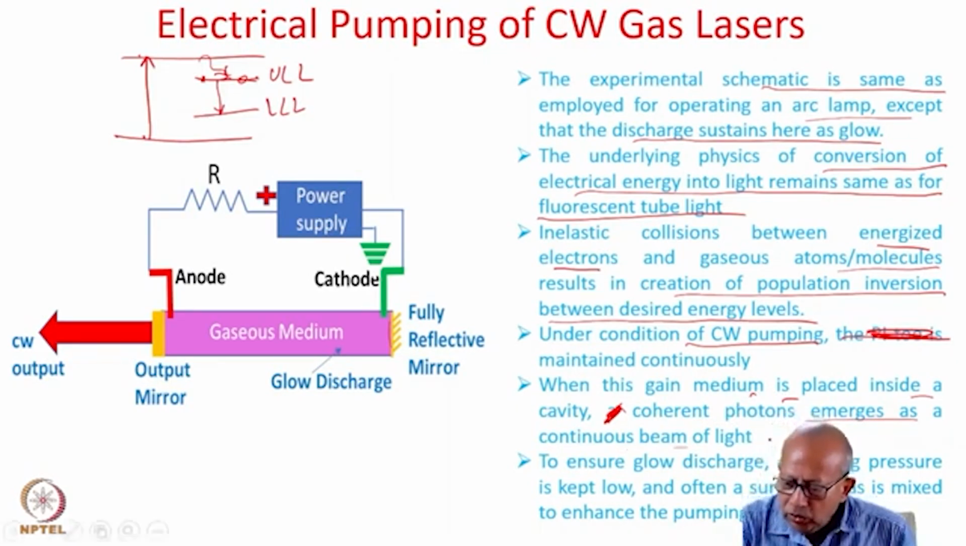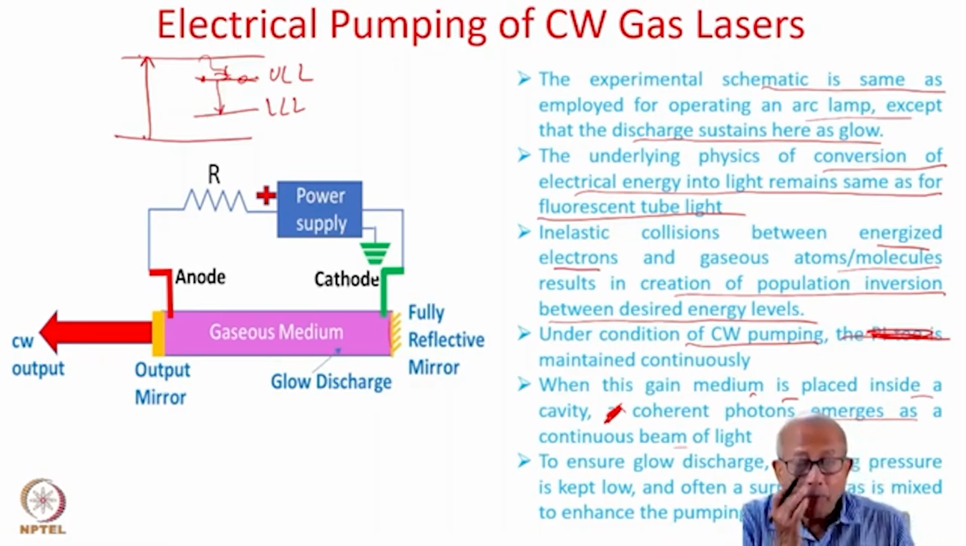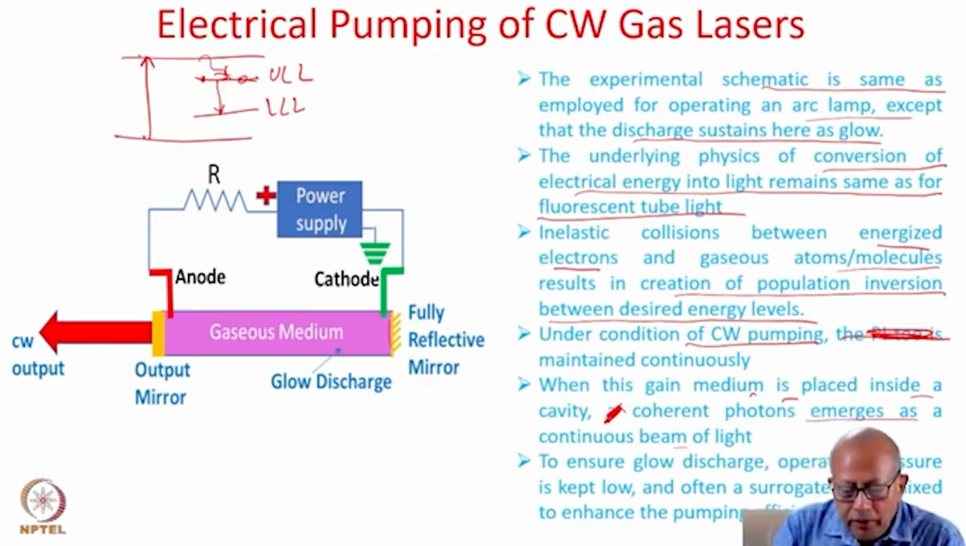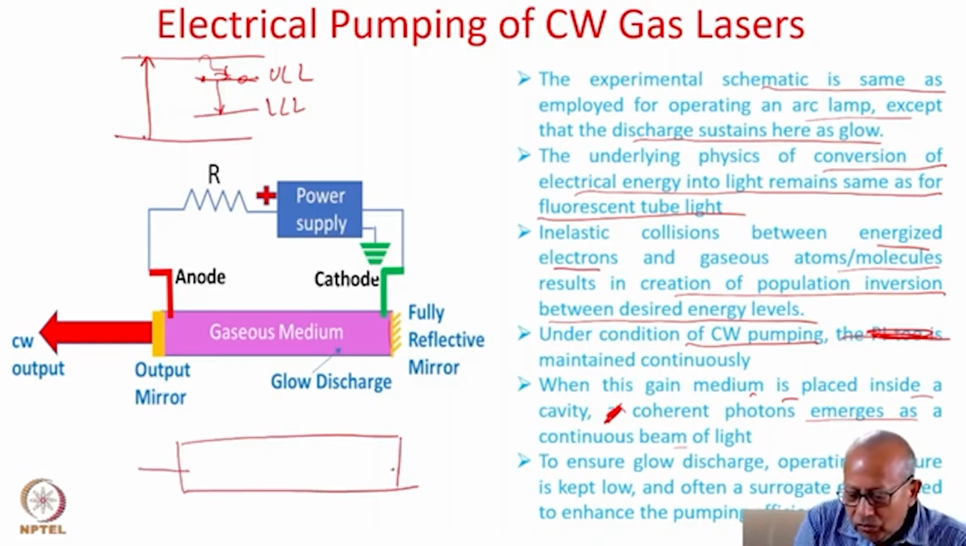To ensure glow discharge, operating pressure is kept low. Why is operating pressure kept low? First of all, why is glow discharge required? Because, say, if you have an arc discharge, like an arc lamp, this is the electrode, and you have an arc discharge. That is where the current flows through a very narrow cross section.